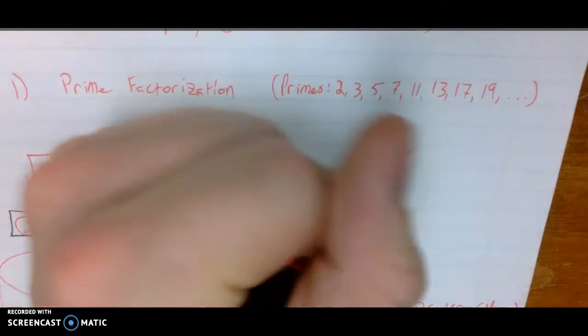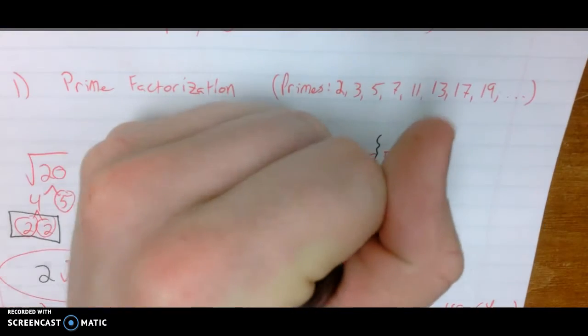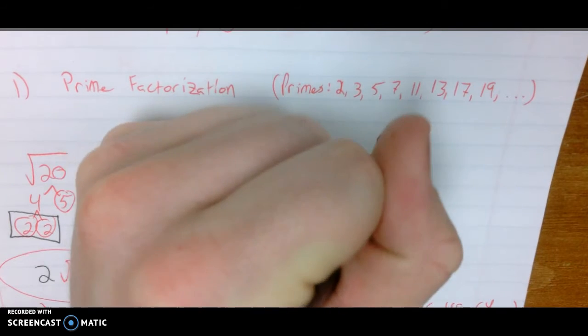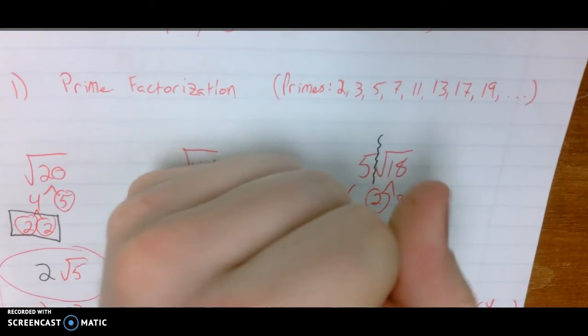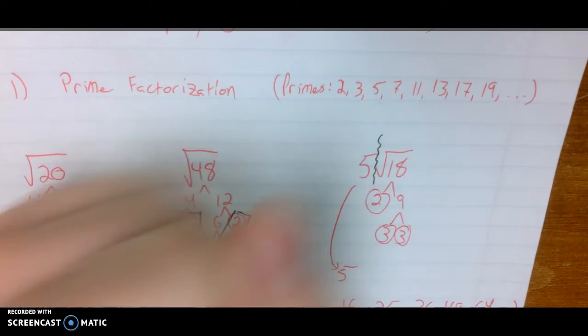All right, so we factor 18. Any two numbers that multiply to 18. Let's go 2 times 9, and 2 is prime. 9 can go down to 3 and 3. Both of those are prime.